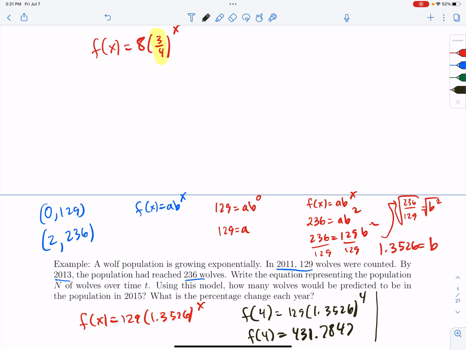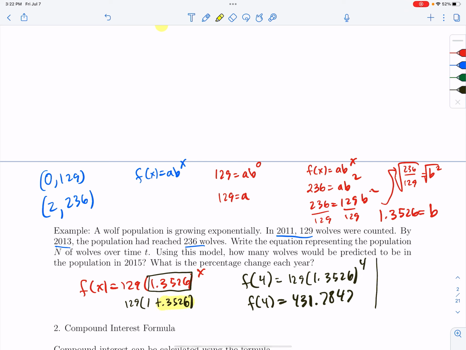Then it asks, what's the percentage change each year? This is a good question because the percentage change just comes from the b value here. Another way to think about this is 129 times (1 plus 0.3526). This amount right here corresponds to the change. If I rewrite that as a percentage, it's a 35.26% increase per year.